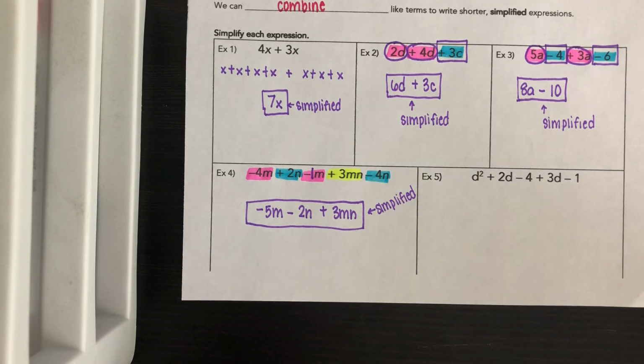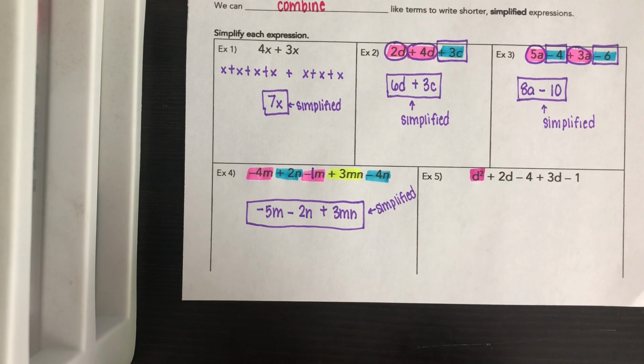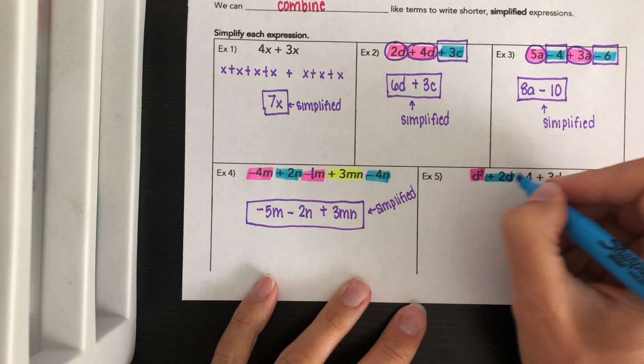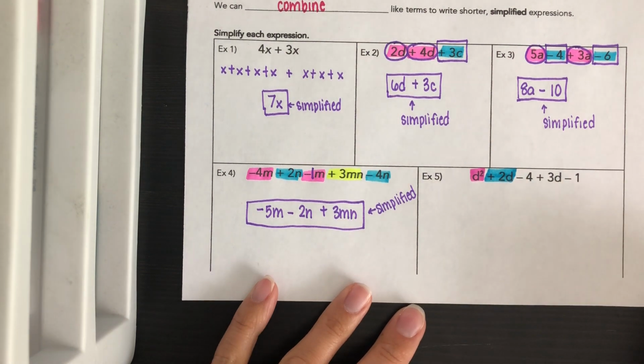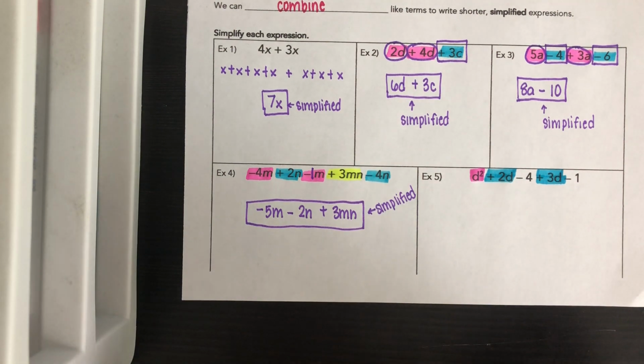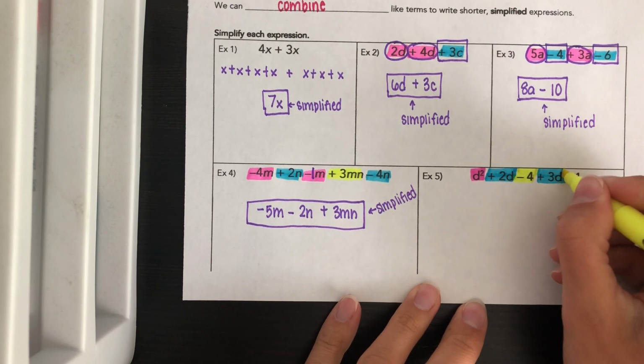So let's go through and check the ones that are. So because we don't see anything else that has a squared, we know that term is going to be on its own. So we look at our d's and I see another term with the exact same variable here. And lastly, I have my constants, negative 4 and negative 1.